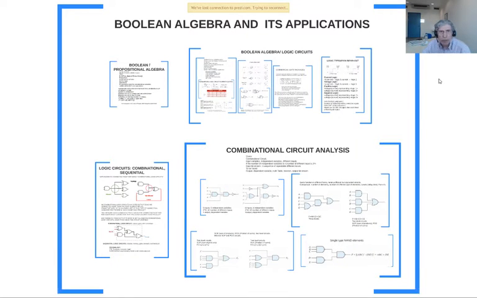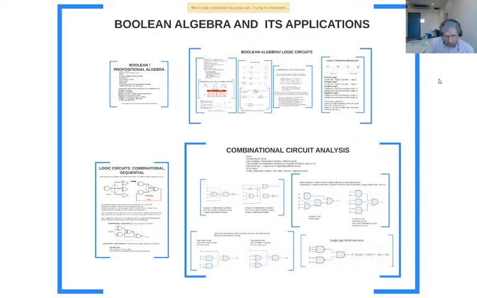What we have done already is Boolean algebra. We examined what Boolean algebra is. That was a mathematical sense. Now, here in this chapter, chapter 3, we will be examining the application of Boolean algebra in practice.